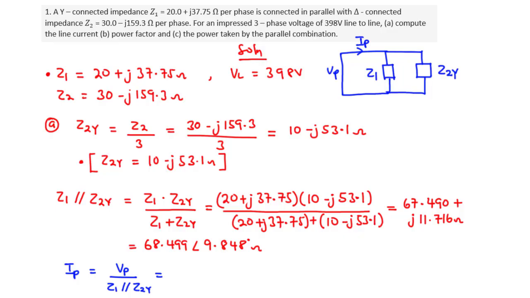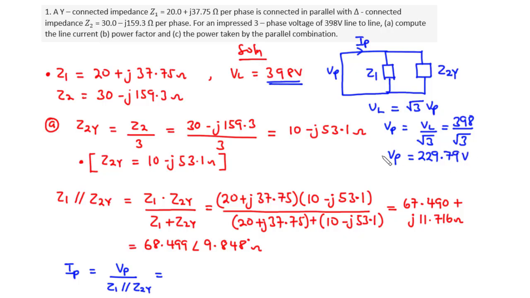Now because we have the source to be star configured, it means that the line voltage is equal to square root of 3 times the phase voltage. Therefore the phase voltage is given by VL divided by root 3. Now we have the line voltage given in the question to be 398 volts. So we have 398 divided by root 3, and that is equal to 229.79 volts. So this is the phase voltage.